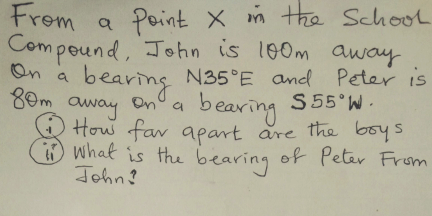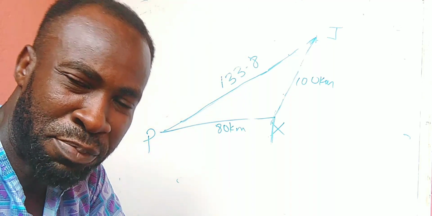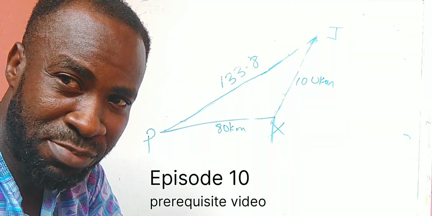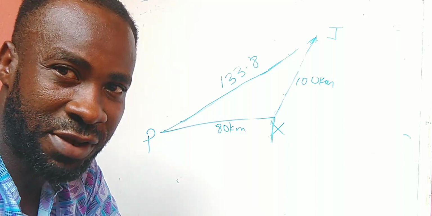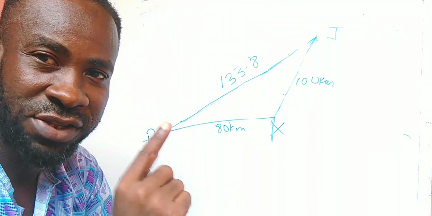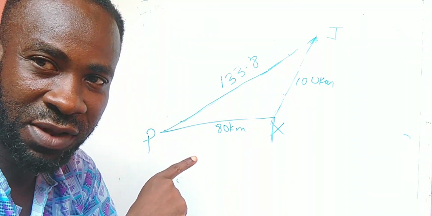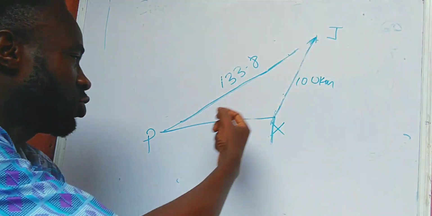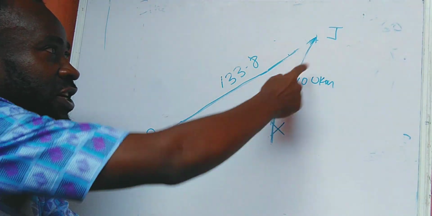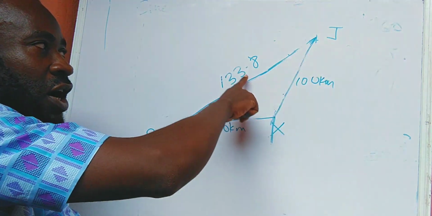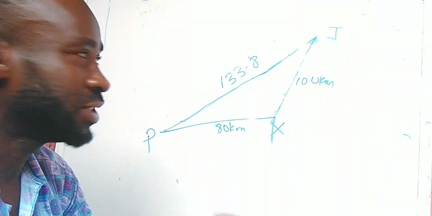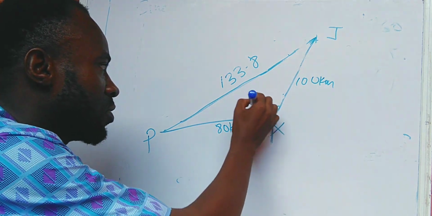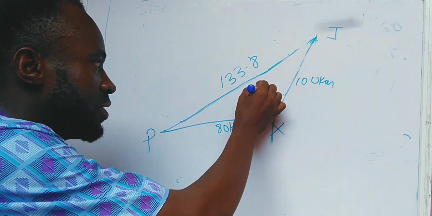So let's go. Now, if you haven't watched my last episode, which is episode 10 on bearing, please try as much as possible to watch that, because if you don't go through that, you may not understand what I'm doing here, okay? In my last episode, we calculated the distance between the two boys, Peter and John, and we arrived at 133.8. And recall this total angle here gave us 160 degrees.